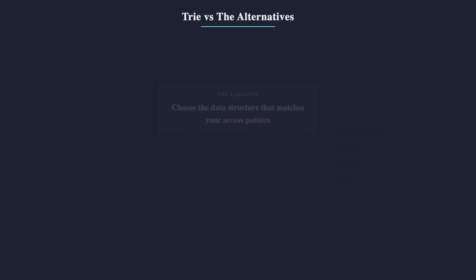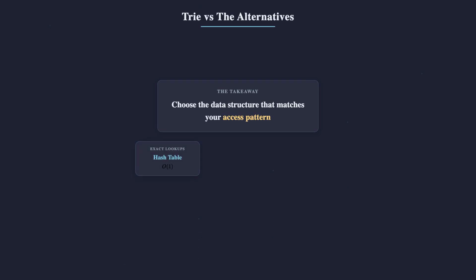The takeaway is simple. Choose the data structure that matches your access pattern. For exact lookups, a hash table. For sorted data, a balanced tree. And for anything involving prefixes, the trie is king.